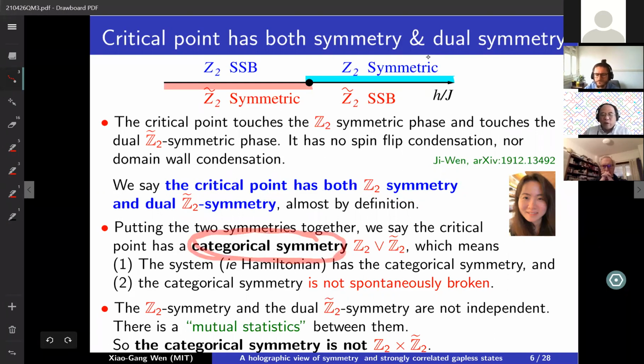And there's a reason to call this a categorical symmetry: these two symmetries are not that independent. It's not like a translation symmetry and a spin flip symmetry, which are two independent symmetries. These two symmetries have a very special relation. And actually, they have so-called mutual statistics between them, for lack of a better word. So let me just call it mutual statistics. They have mutual statistics between them. And so there's a very special relation between these two, the symmetry and the dual symmetry. Okay. So what is mutual statistics?